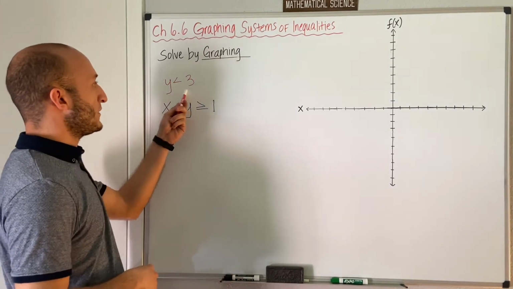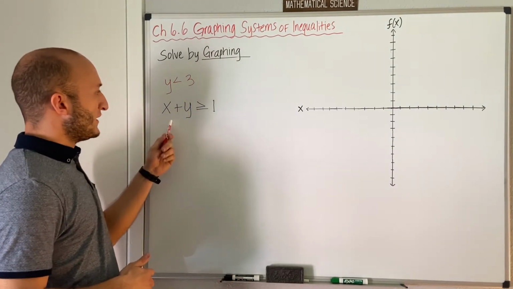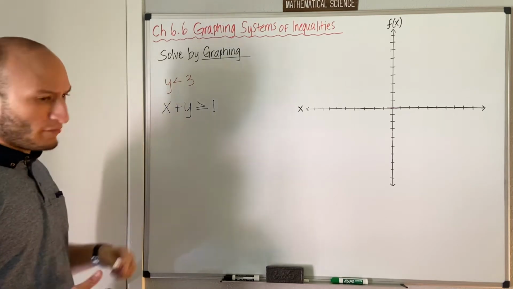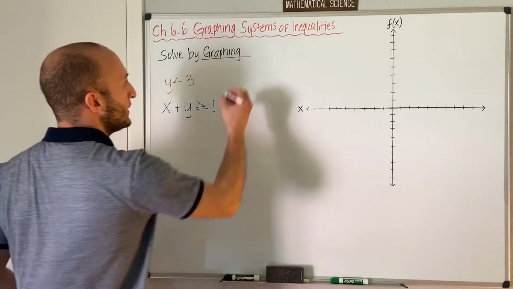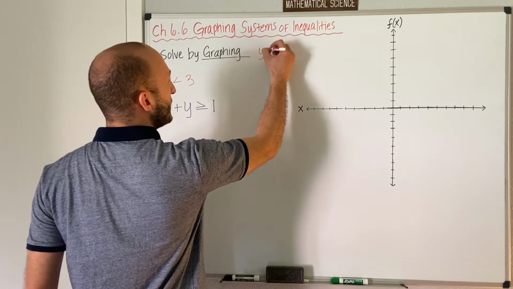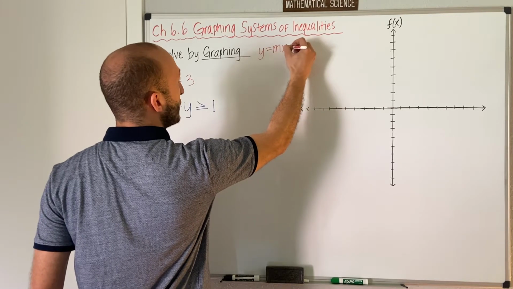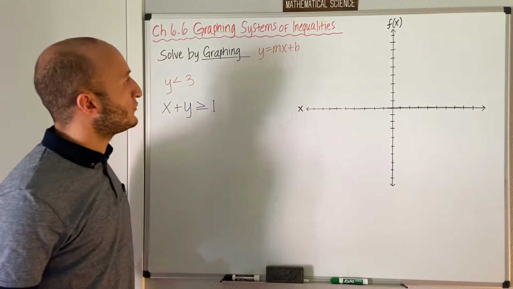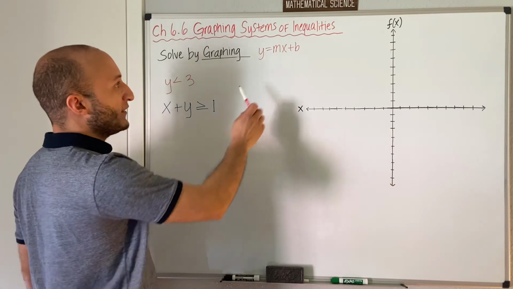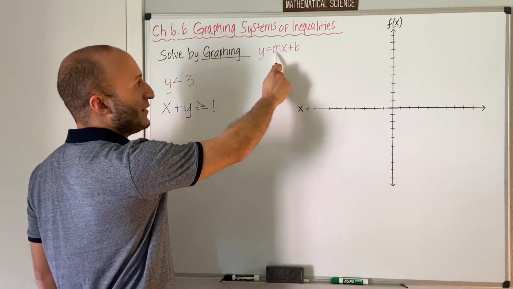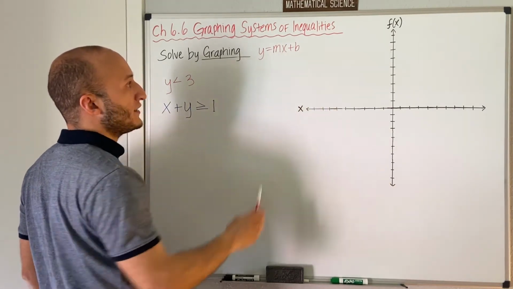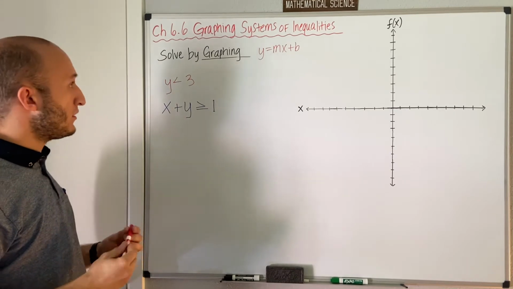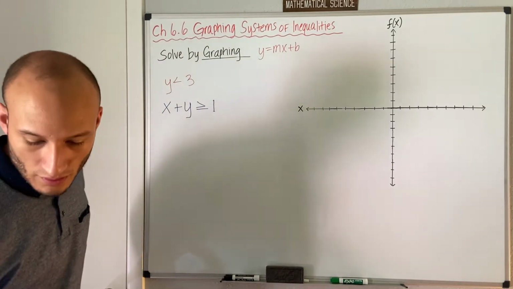This one's already set up that way, but this one isn't. Remember, y equals mx plus b. For those who need a little bit of freshening up, m is your slope, b is your y-intercept.